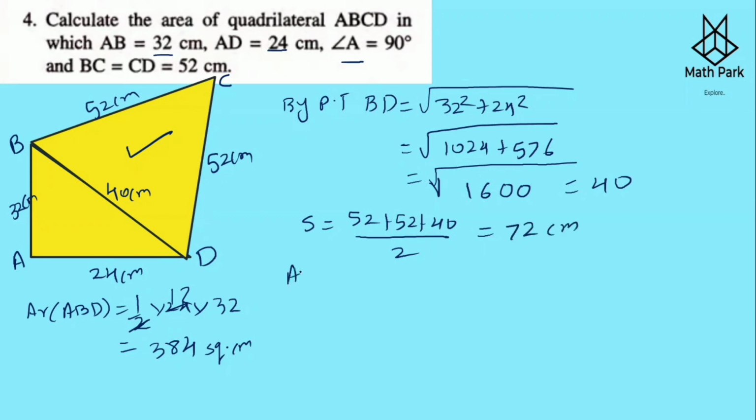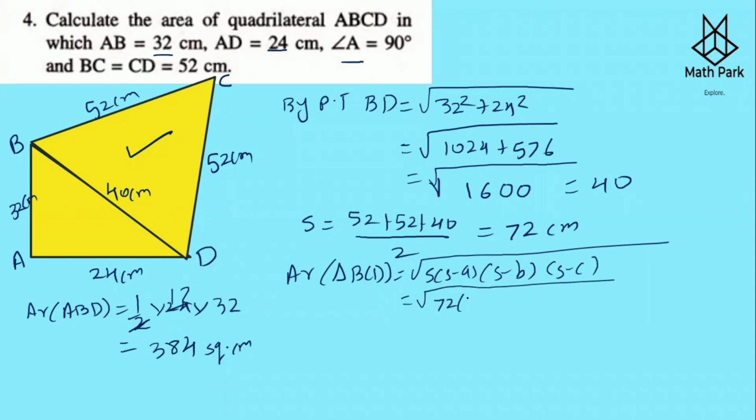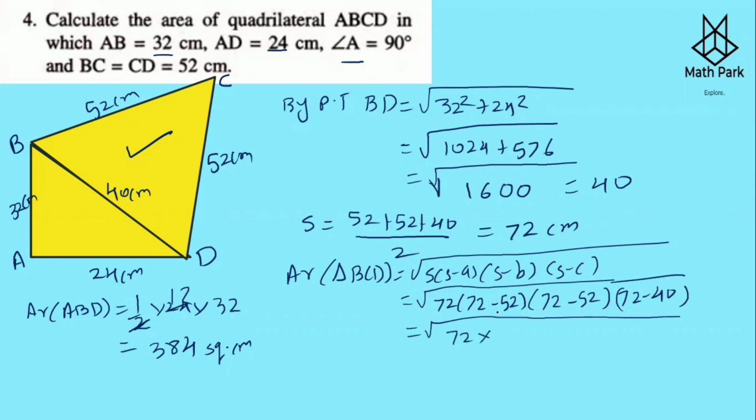Use Heron's formula: area of triangle BCD is equal to square root of S into S minus A, S minus B, S minus C. So this is your A, B and C. Put the values. The semi-perimeter is 72, 72 minus 52 into 72 minus 52 again, one side. Another side is 72 minus 40. So simplify, you get 72 into 20, again into 20, and again 72 minus 40 is 32.